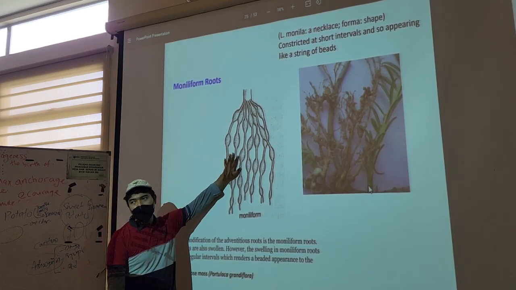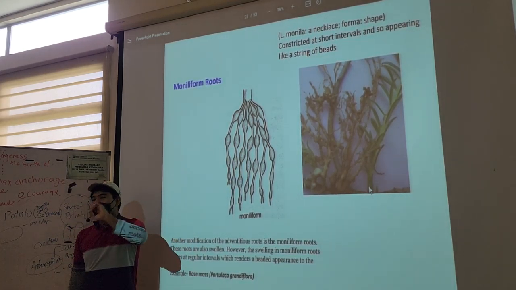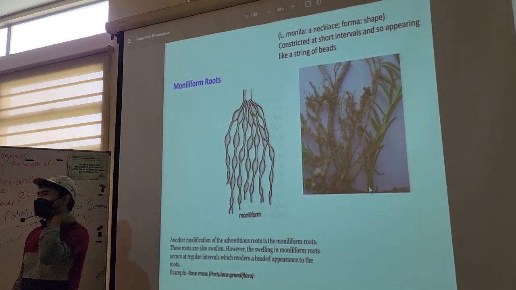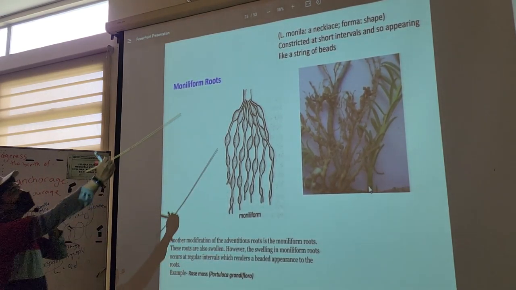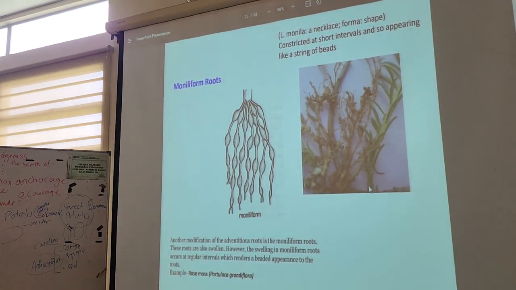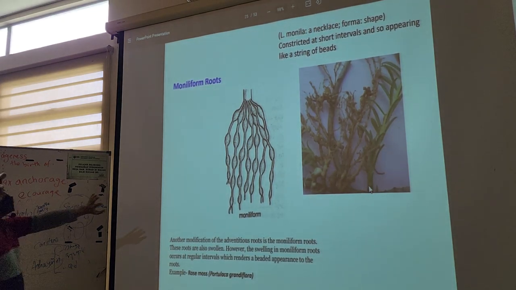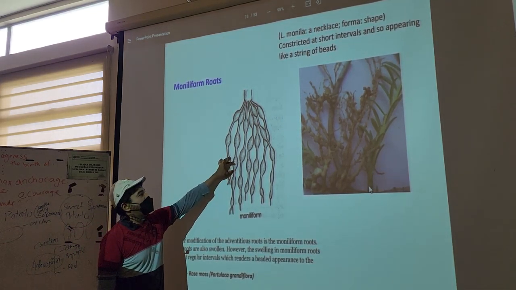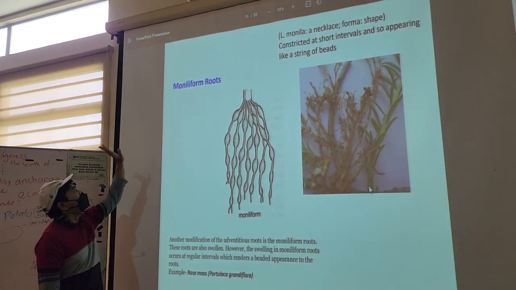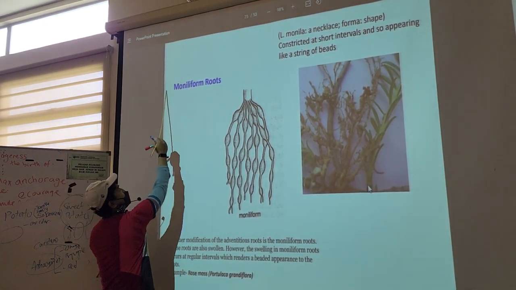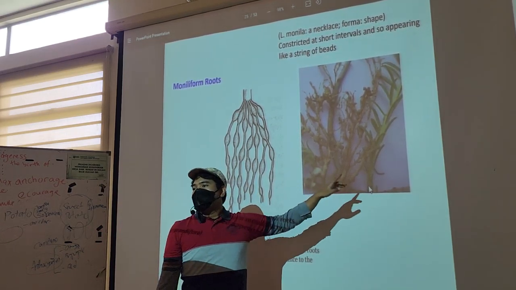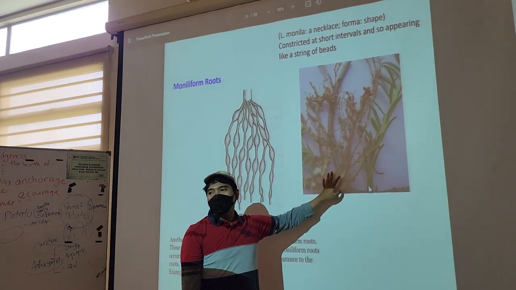the roots, the adventitious root, the swelling, actually it comes from the word necklace. Yeah, monile. Necklace. It's French, I think. So, it regularly has this swelling like beads. So, this we call moniliform. Mono means it's regular. Okay? Form is the shape.